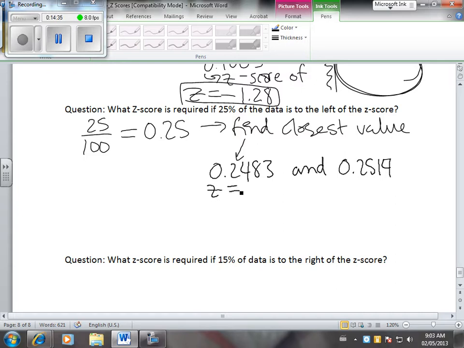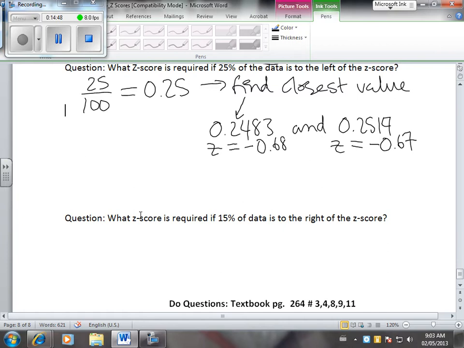So in this one, our z is negative 0.68. And over here, our z-score is negative 0.67. And again, please take the time to pause the video and go find these for yourself. So since it's between these two values, what do you think we need to do? Think back to what we've been finding the whole time. We're going to find the average.